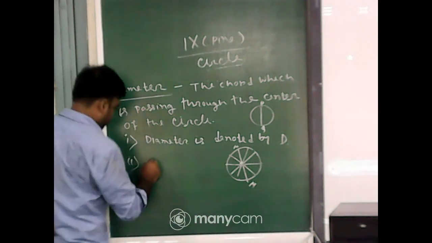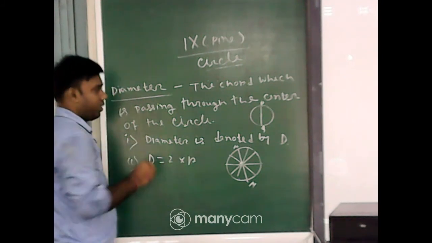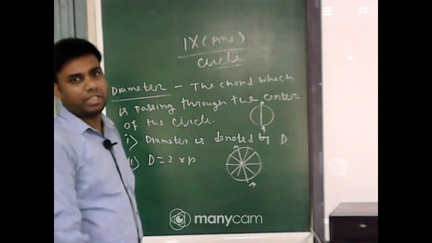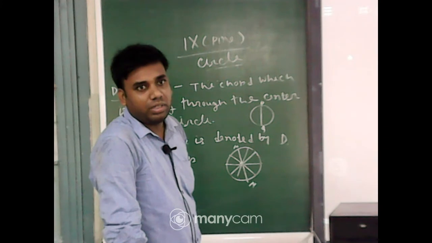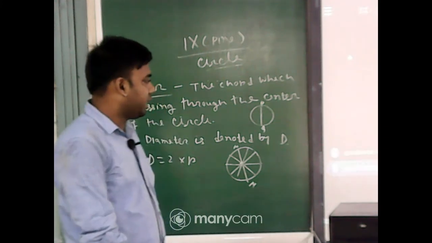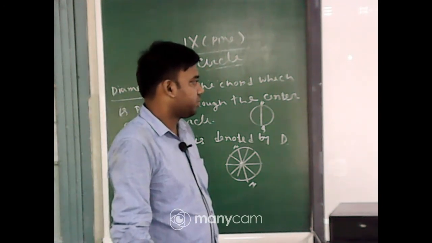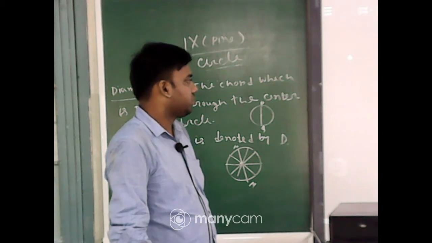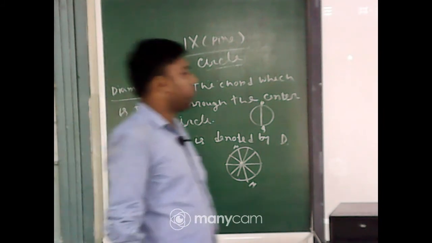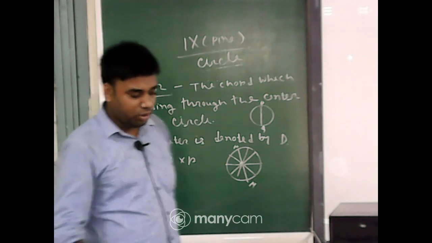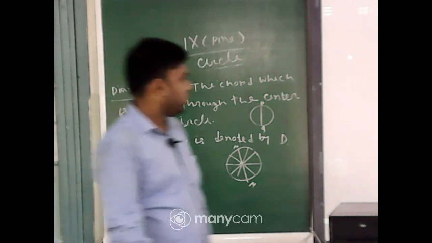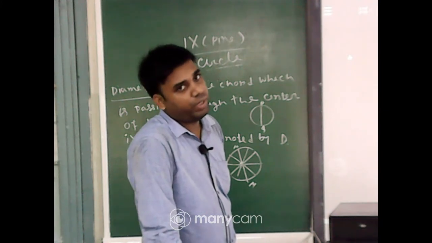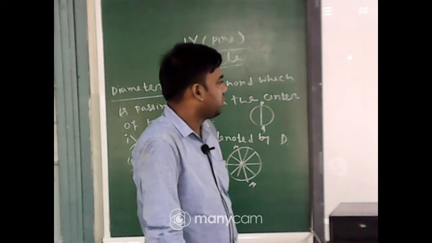Next, diameter equal to 2 into radius. So that is the relation between diameter and radius. Tell me, if diameter is 10.5, what is the radius? Yes, 5.25. That unknown person answered 5.25. Oh, that is Raki. Raki, you are known to me, why did you give your account name as unknown? So if diameter equals 10.5, radius will be 5.25 centimeter. Everyone got it? Any problem?